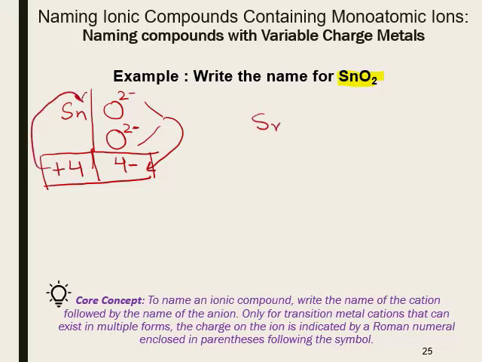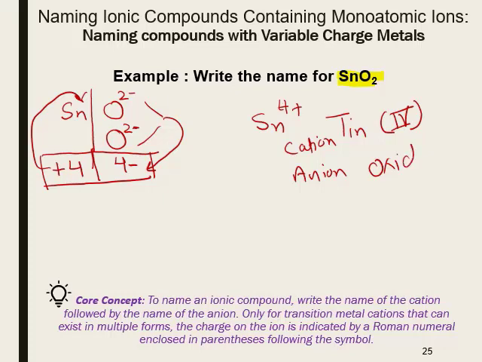So we can write Sn4+. All right, so if the charge is 4 positive, the name of this metal cation is tin in parentheses 4, and the name of the anion from oxygen is oxide. So cation is tin(IV), anion is oxide. So the name of this compound will be tin(IV) oxide.